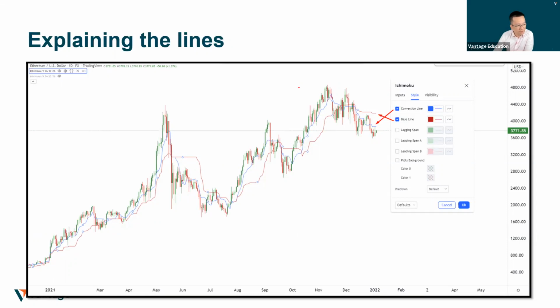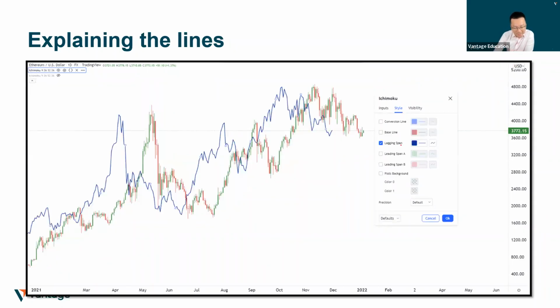This is on TradingView. You can apply the Ichimoku indicator on it. You can see that the red one is the baseline. The blue one is the conversion line, right? Basically, those are the different moving averages there. You get the lagging span, right?